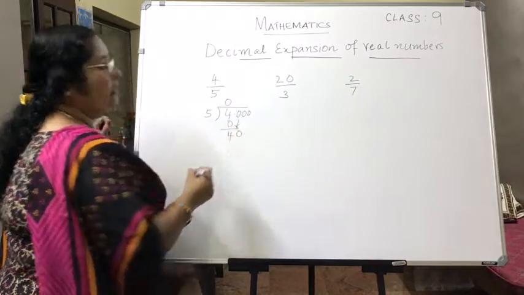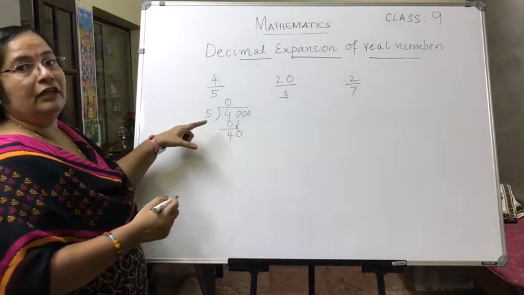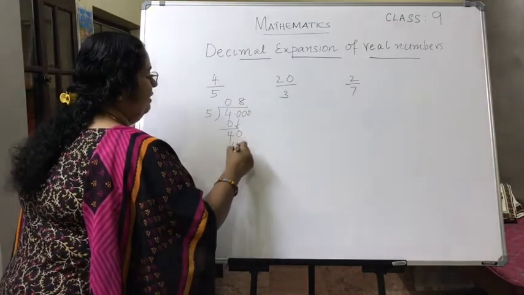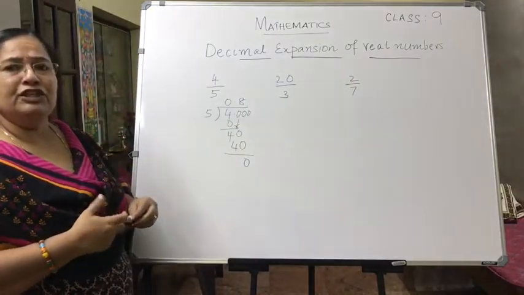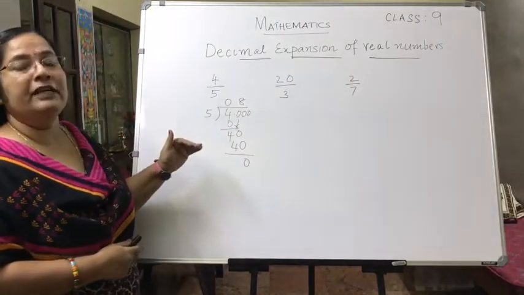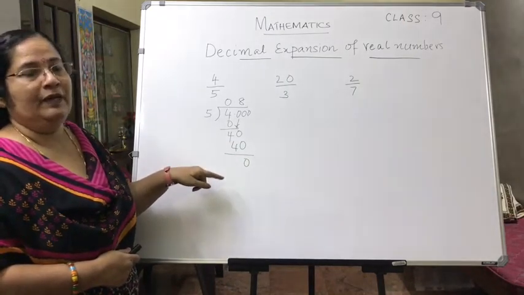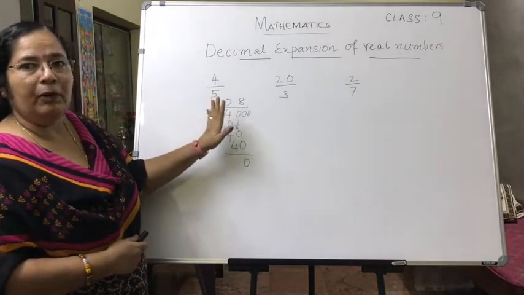Now bring the 0 down. This becomes 40. Now 40 divided by 5. 5 and 40 how many times? 8. 5 8s are 40. What is the remainder now? 0. So in normal division also, when do we stop the division? When the remainder becomes 0. So here, since the remainder is 0, we have got the quotient as 0.8.